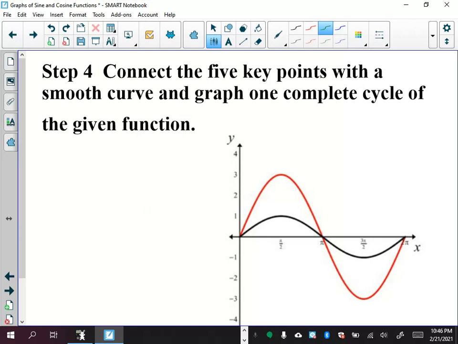But here's the thing though. I need to plot this from negative pi over 2 to 2 pi. Or I'm sorry, from negative pi to 2 pi. So that means I need to back this up a little bit as well. Oh, I so wish this worked. I don't know why it doesn't work.